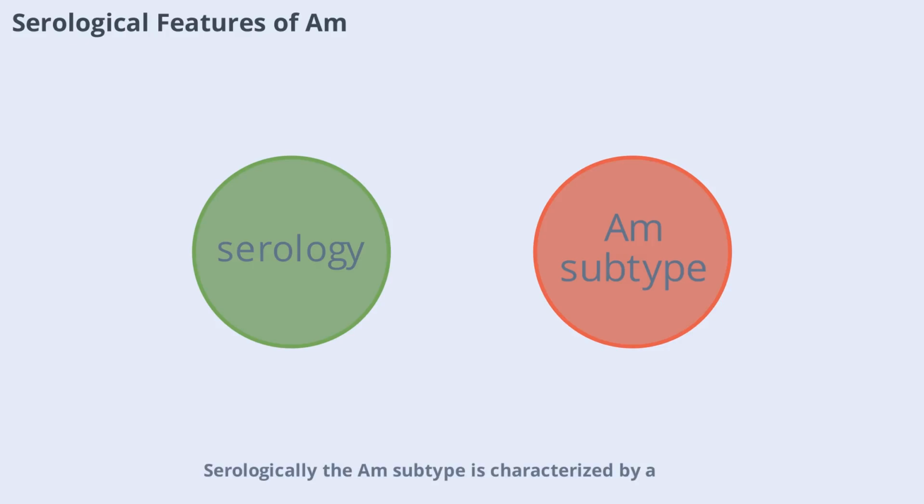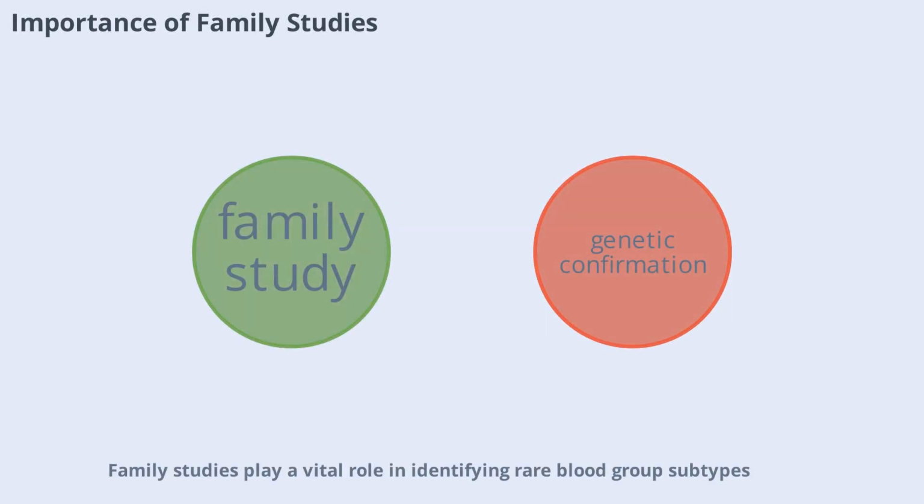Serologically, the Am subtype is characterized by a lack of agglutination with anti-A or anti-AB sera and the absence of anti-A1 antibodies in the serum. These features make it challenging to identify using standard blood typing methods. Only by combining positive and negative typing as well as specialized absorption and saliva tests can the Am subtype be accurately diagnosed.